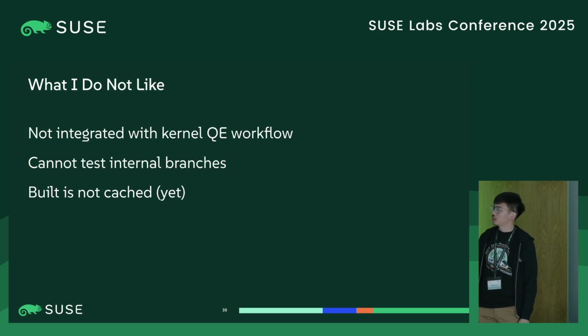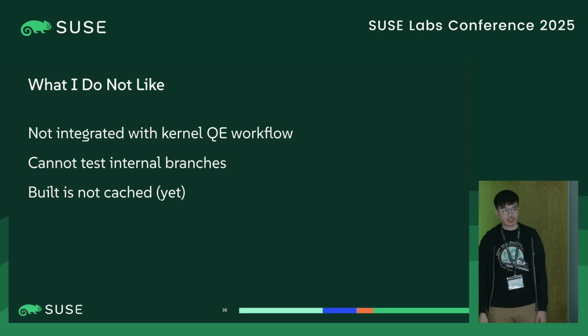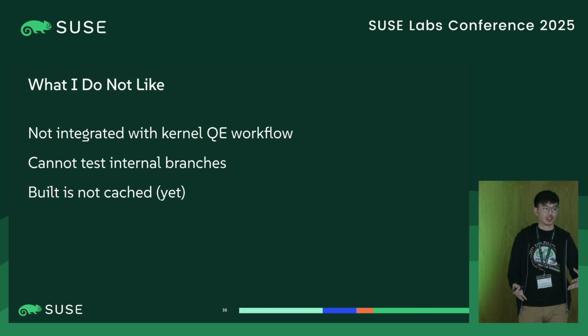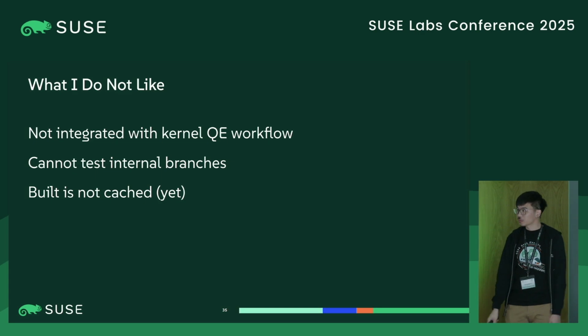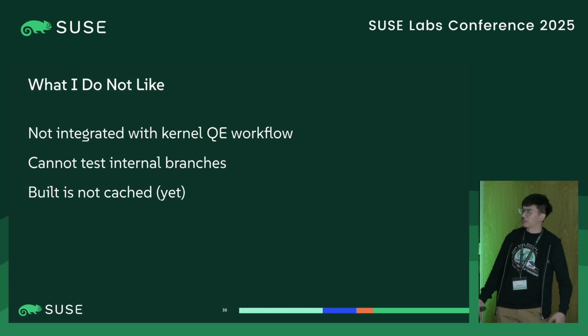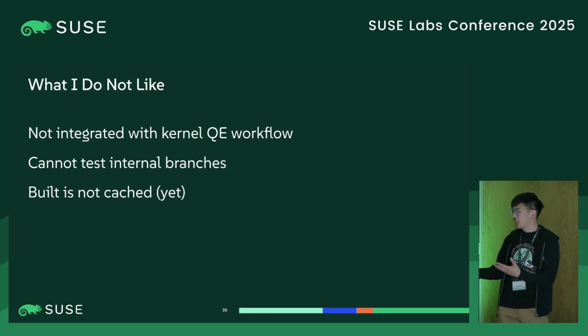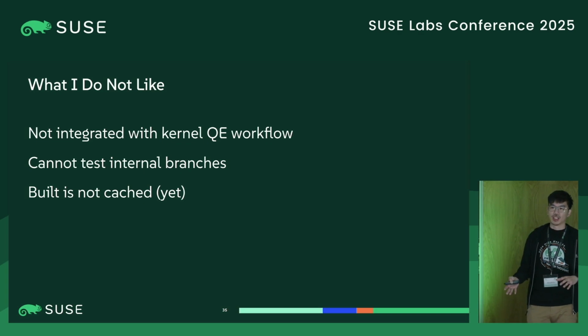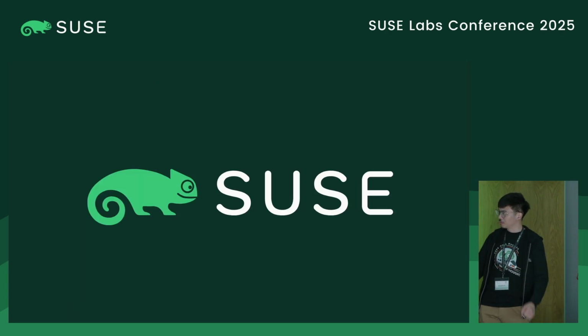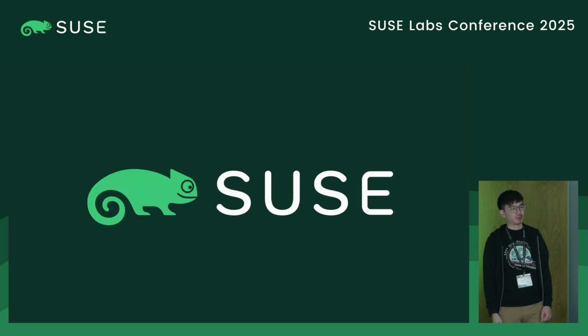That's also great. So there's very little that I don't like, but of course, the biggest part is that it's not integrated with a SUSE QE workflow. So I couldn't have the QE colleagues help me look into that. And it cannot test internal branches, but that's not too big of an issue because those are older, and I'm not even sure I could get BPF self-test working on those. But yeah, that's mostly my experience.